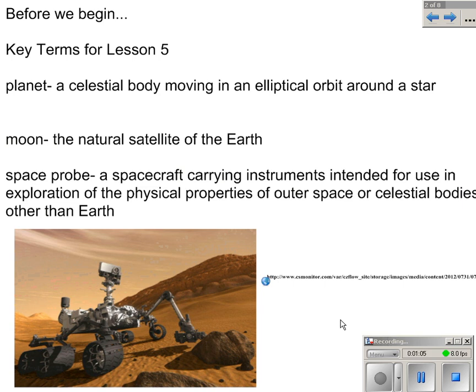The moon is a natural satellite of the Earth. A lot of times we consider other planets having moons, but we'd also like to call those satellites. Natural satellites are different than the satellites that we put in space that are man-made. And then the last word, space probe. The picture below shows you Curiosity, which is a space probe right now that's on the surface of Mars, taking some really awesome pictures that you should check out.